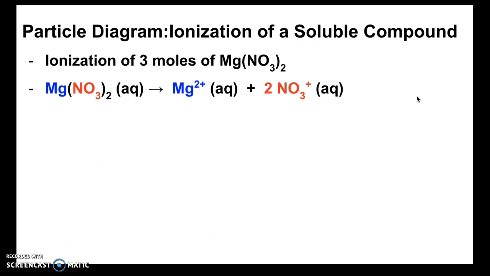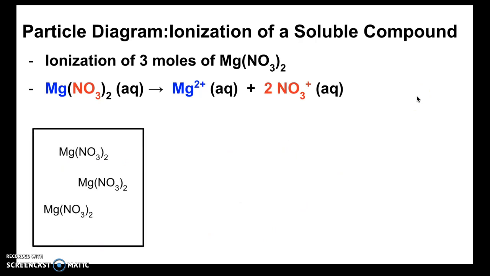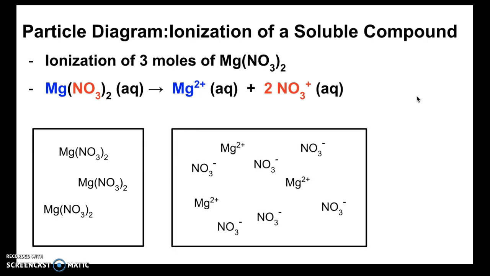Okay, so instead of drawing out the particles, another way we can draw it is just by writing the molecules on the left side for the reactants, and then on the product side writing out all the ions. And it shows the same things. And once again, we make sure that everything matches up. We have 3 magnesiums on both sides and 6 nitrates on both sides.